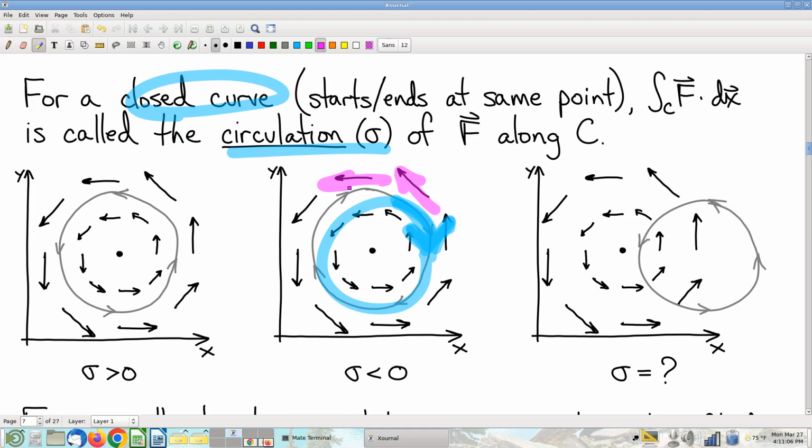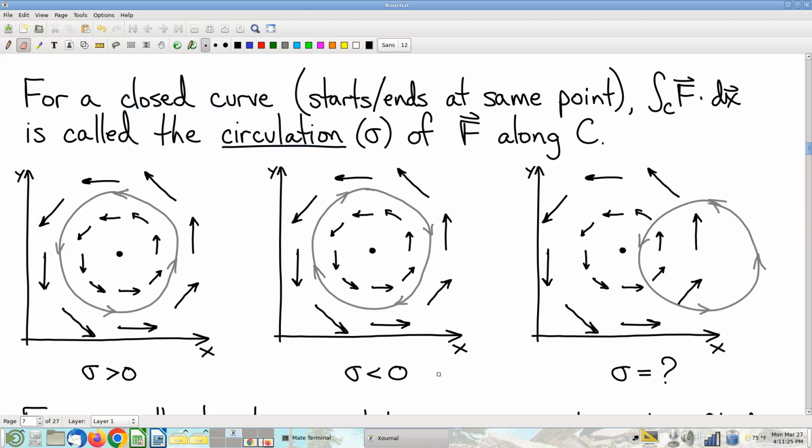I mean, to what extent is counterclockwise clockwise? Well, it's a negative extent, right? And that's why we get a negative circulation. Does that make sense?